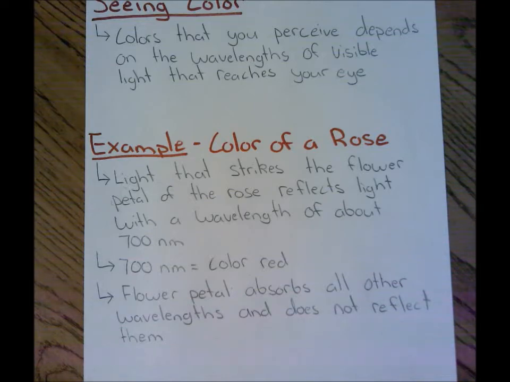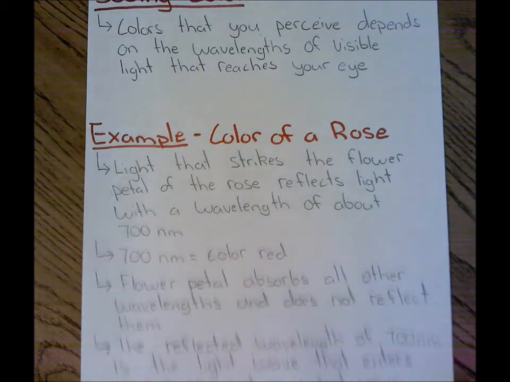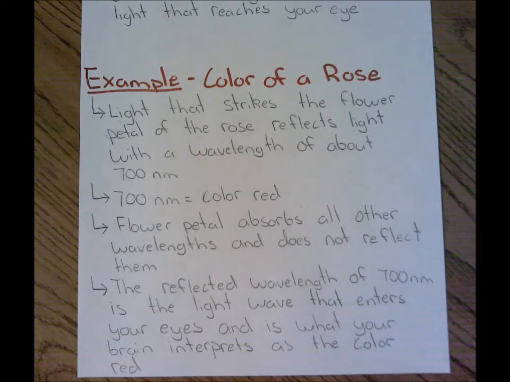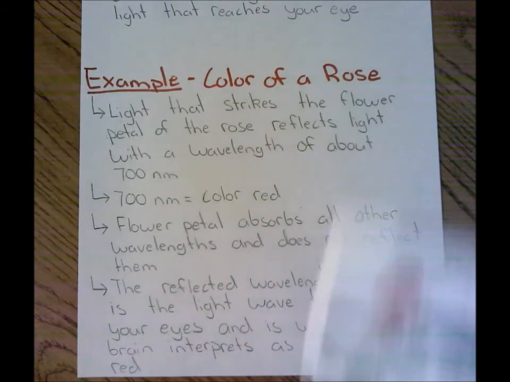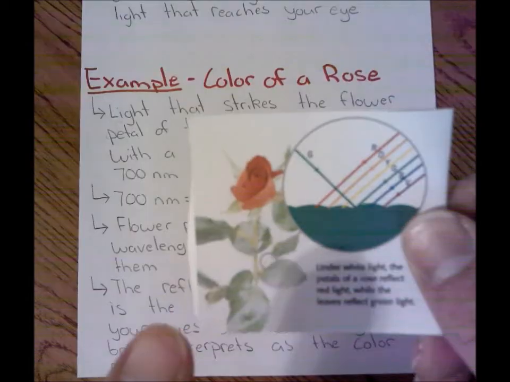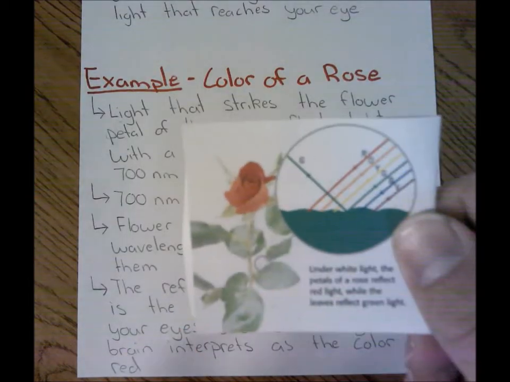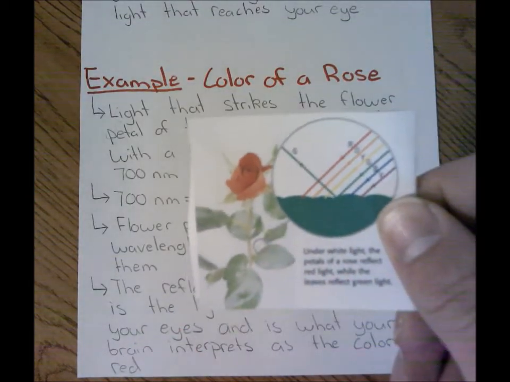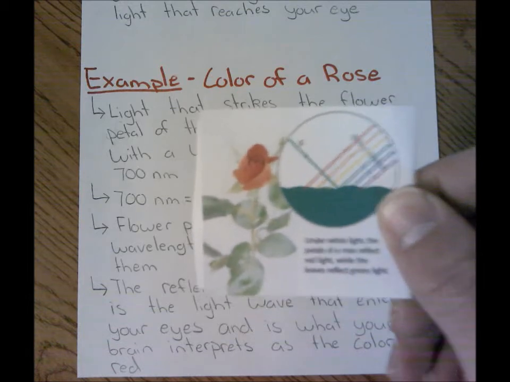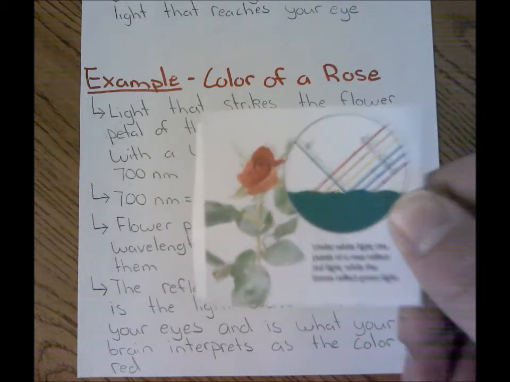So, what we have here is this. We see the color red in this rose petal because the light that reached our eyes and eventually our brain interpreted it is about 700 nanometers in its wavelength, and that corresponds to that red color.